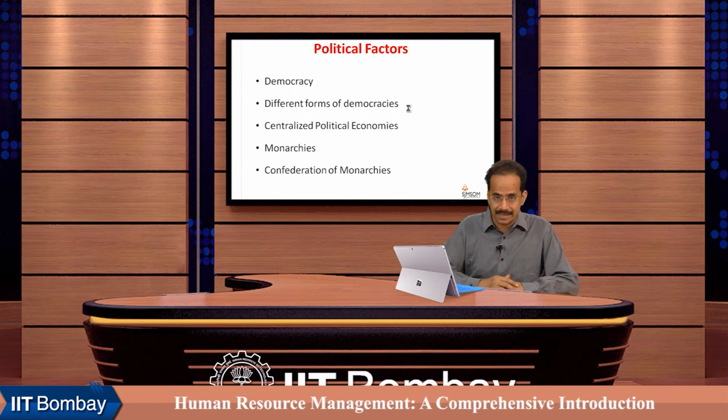There are some monarchies in some Gulf countries. Saudi Arabia is an example of monarchy, and their regulation is based on Sharia, and most of the regulations have to be approved by the monarch. Then there are confederations of monarchies like the United Arab Emirates. The United Arab Emirates is the confederation of the 7 monarchies. Dubai is one of them.